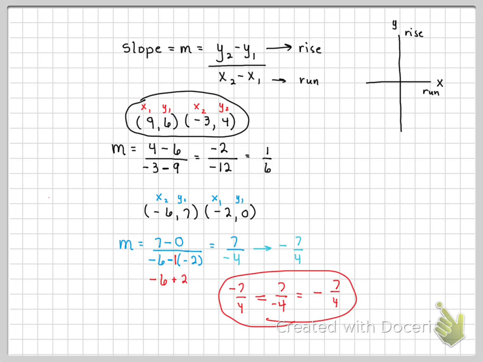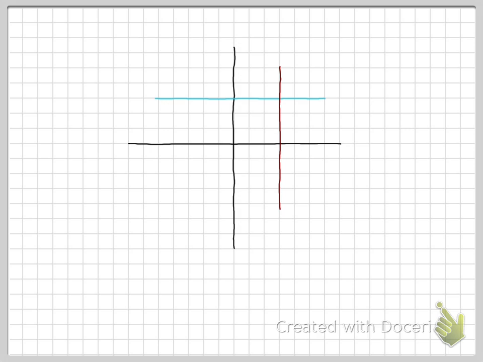So 7 over negative 4 is the same thing as negative 7 over 4, which is the same thing as just negative 7 over 4. Okay? So your slope formula. Do not put the x's on top because that is not the correct way to work the formula. Rise over run implies out of necessity that the y values go on top.